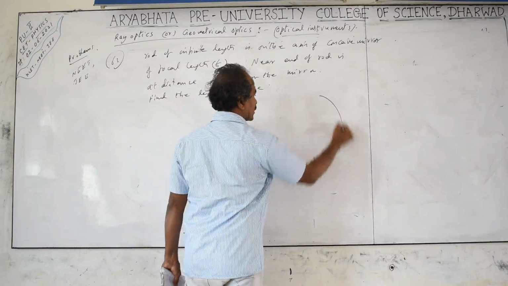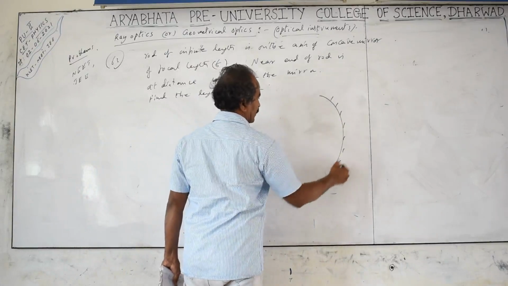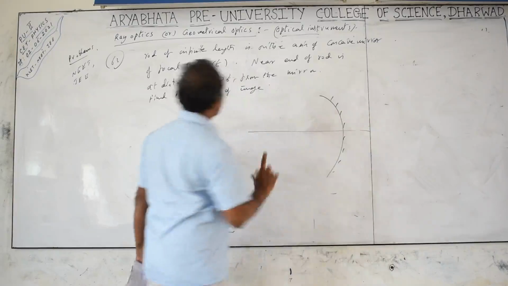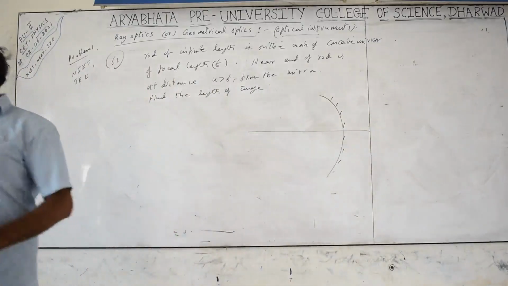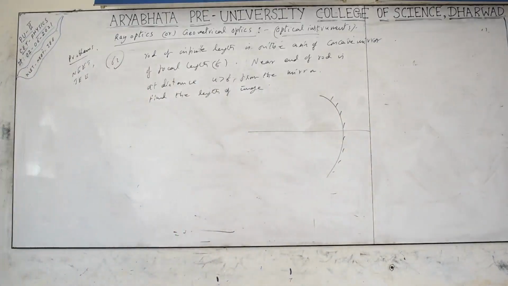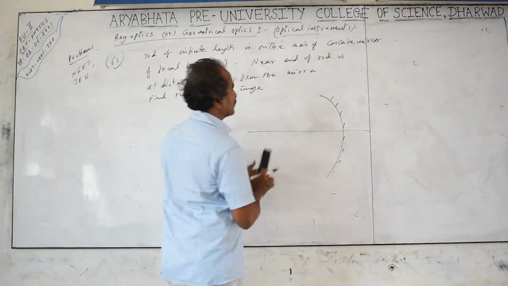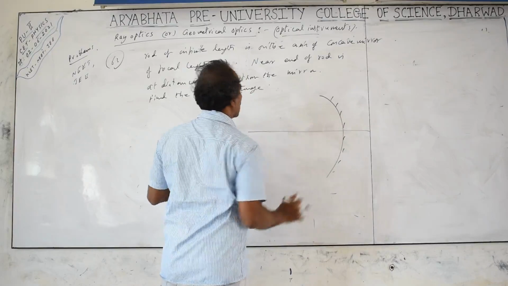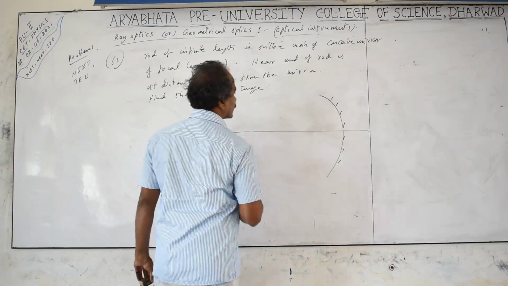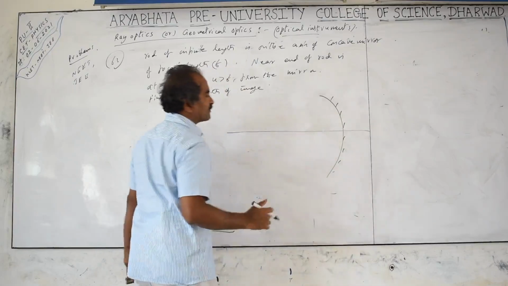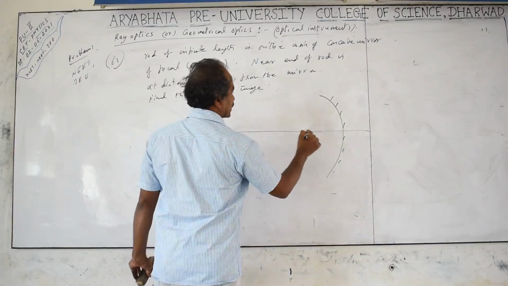So this is a concave mirror. Diagram linked problems can be asked for the CET also, not problem solutions type equations, but diagram, nature of the image formation can be asked for the CET. You have to identify which is the correct image, like that they will ask you.